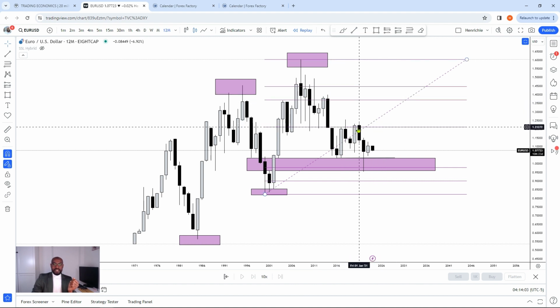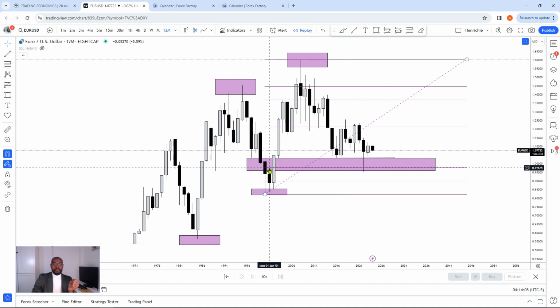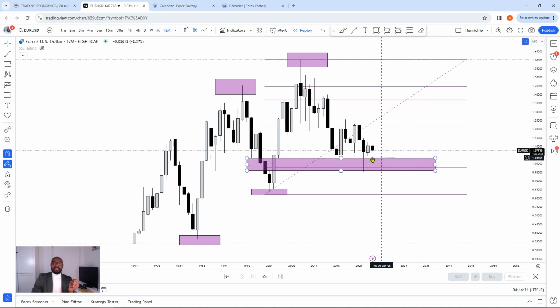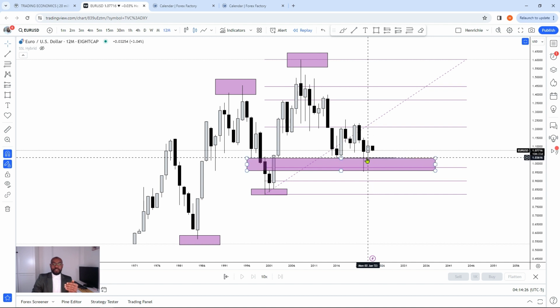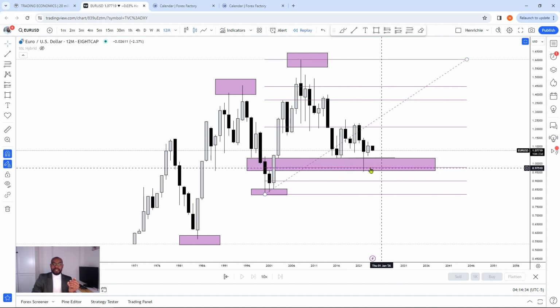Anything above this equilibrium is premium. Anything below it is discount. Look at how price came into this extreme discount, and look at how the extreme discount aligns with the inefficiency on the 12-month time frame, which means this was basically an opportunity for institutions to accumulate long positions on the euro US dollar. They accumulated billions of long positions. When I say long position, I mean buy positions.